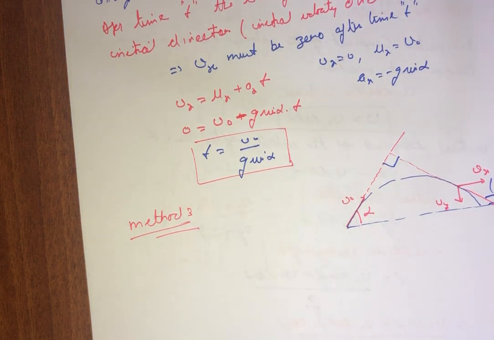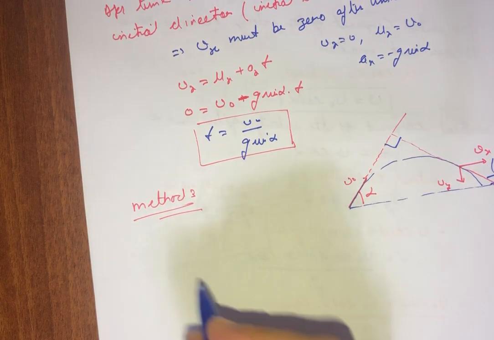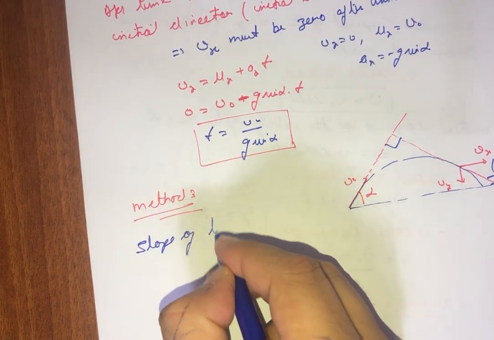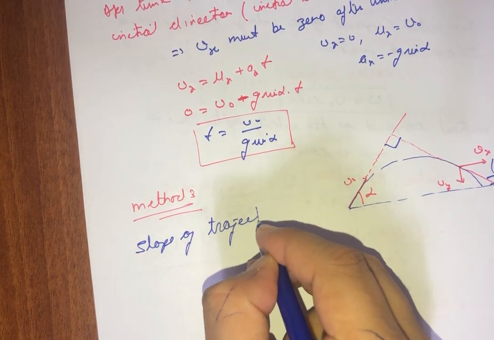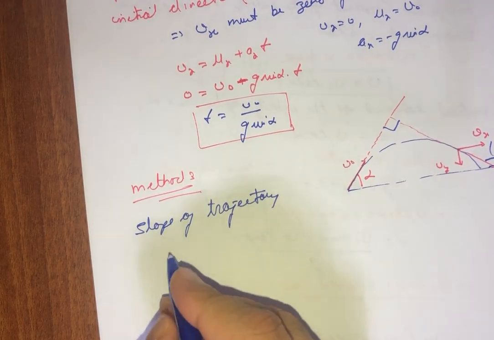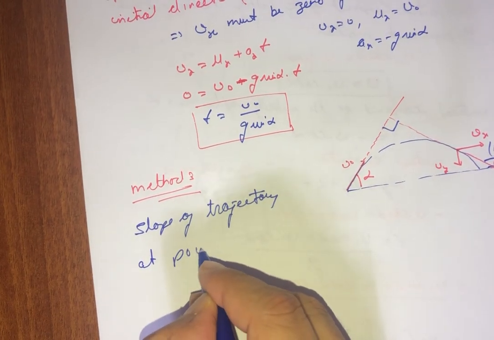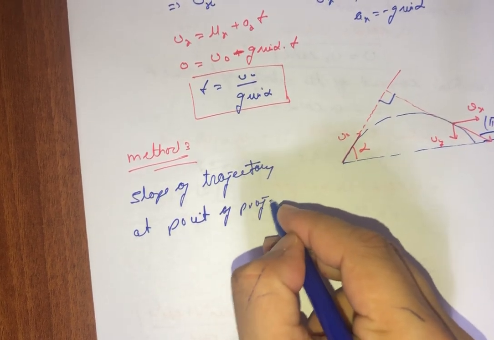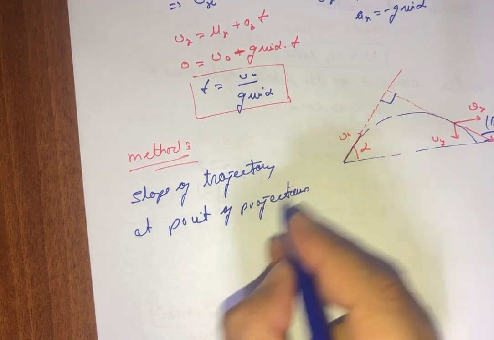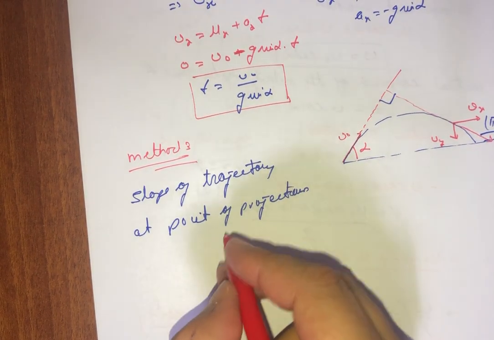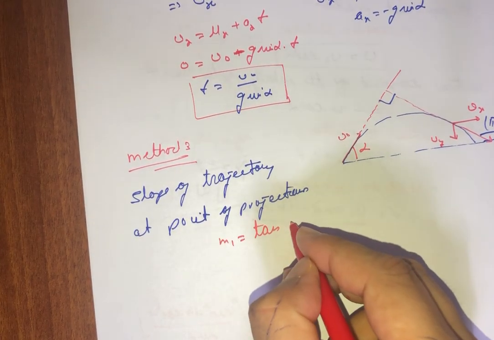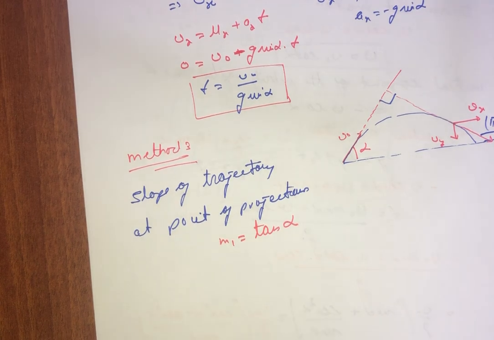So we write the slope of the trajectory with respect to the point of projection. So first we write the slope of trajectory at point of projection. So let us call this as m1. So we can see that m1 is nothing but tangent of alpha. That's a basic slope equation, tangent of alpha.